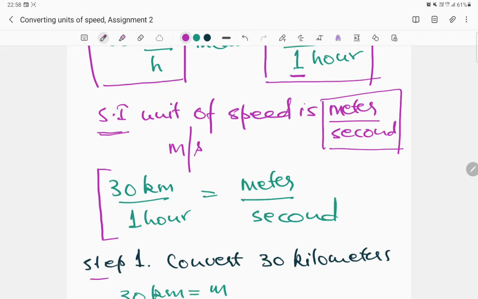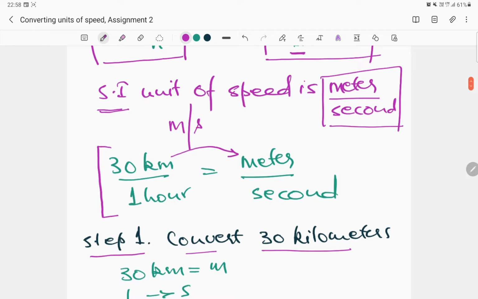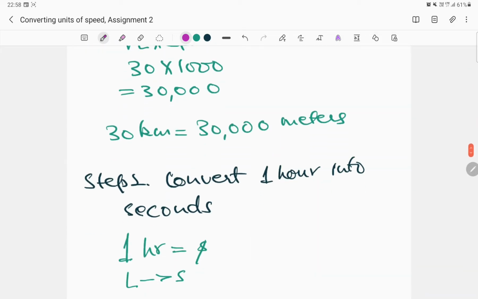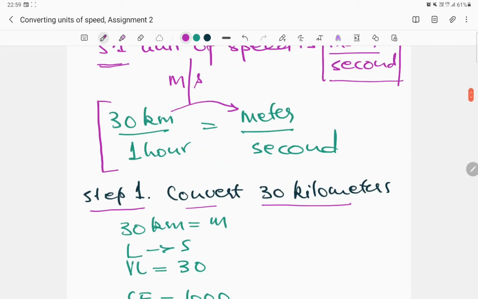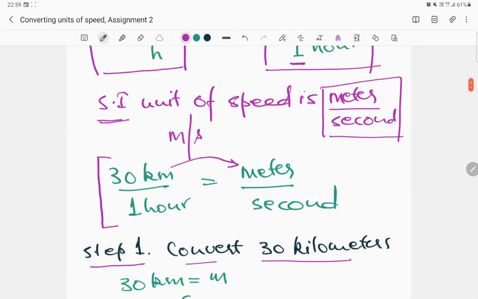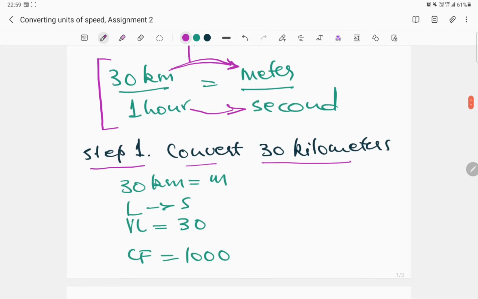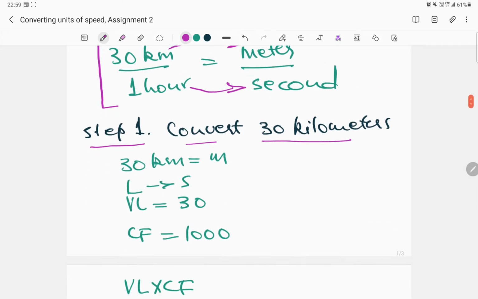So the first step is we will convert 30 kilometers into meters. And then the second step is we will convert 1 hour into seconds. So we'll convert 30 kilometers into meters first, and then we'll convert 1 hour into seconds. So let us basically convert 30 kilometers into meters.